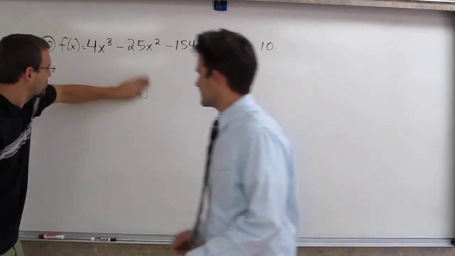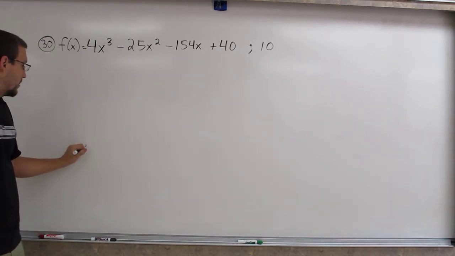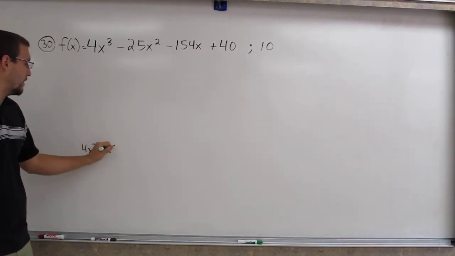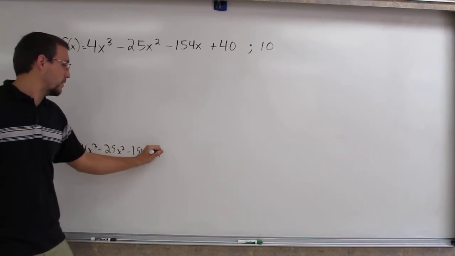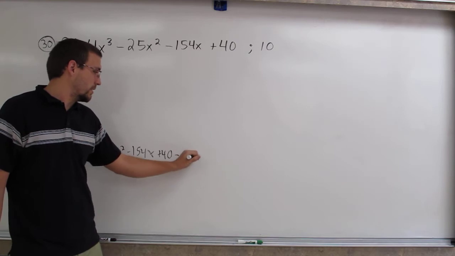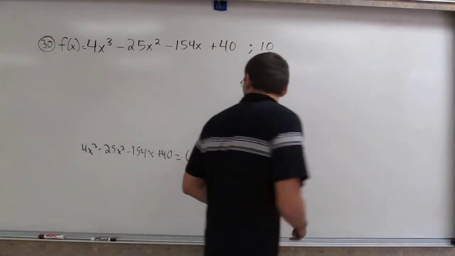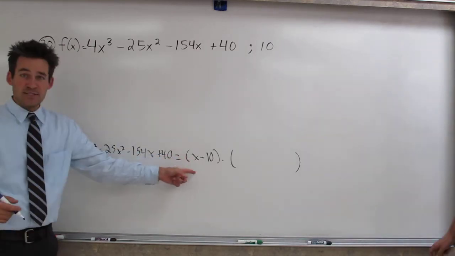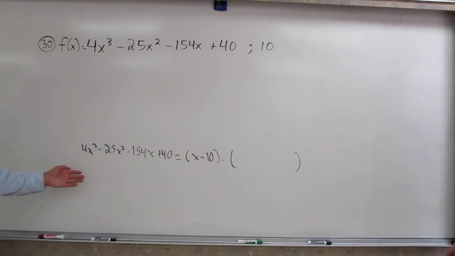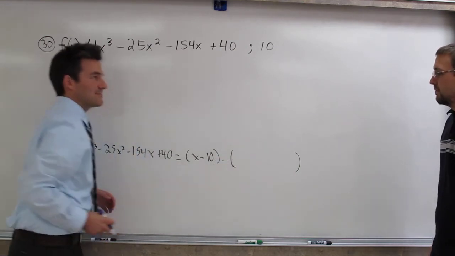So let's create some scratch space. We know that 4x to the third minus 25x squared minus 154x plus 40 is going to be equal to x minus 10 times something. I believe that's our goal, yes? Yes. Cool. So maybe we could use this factor in some synthetic division to figure out our something.